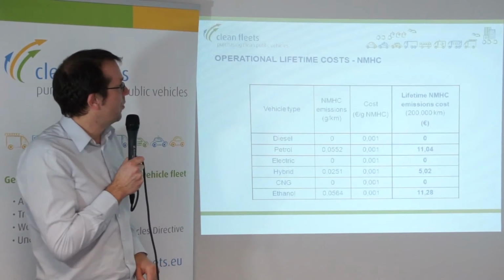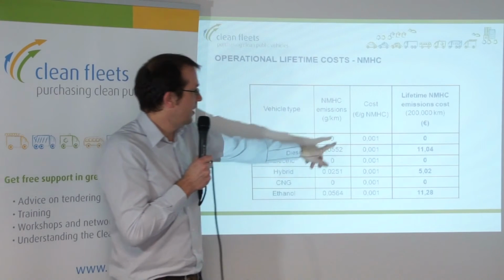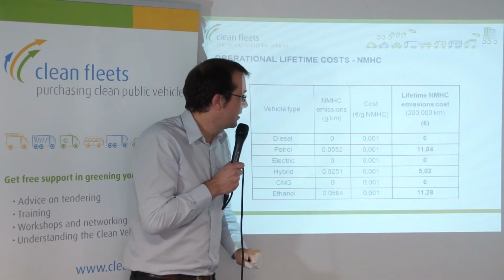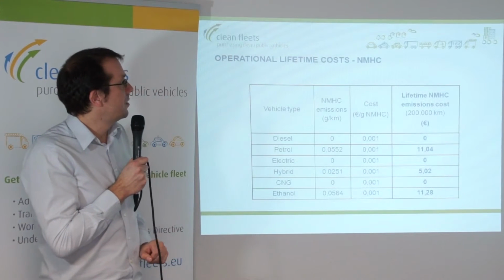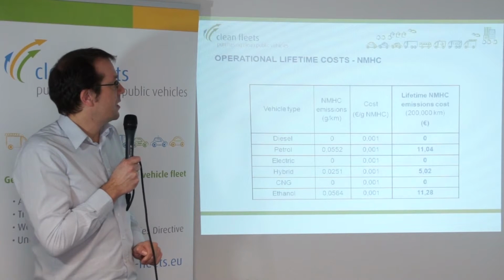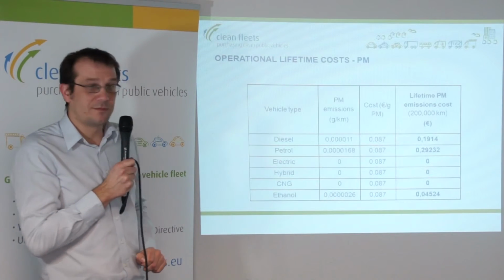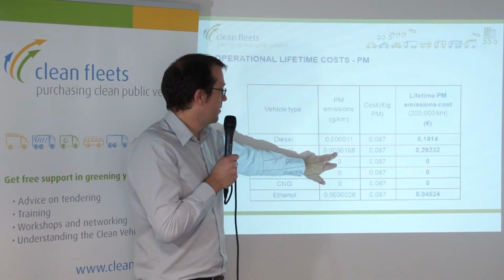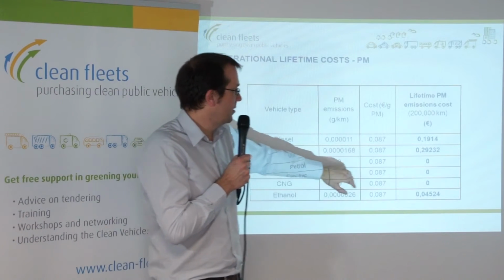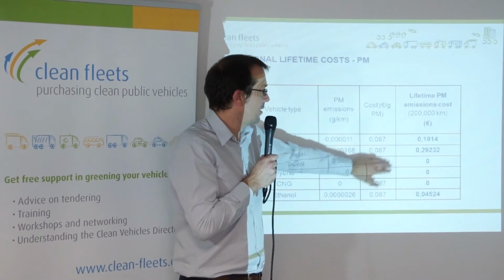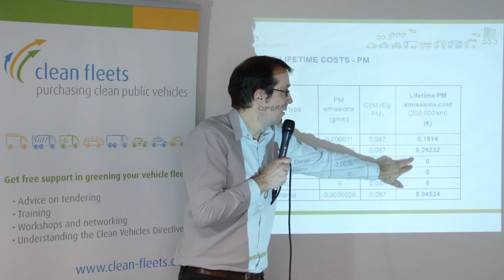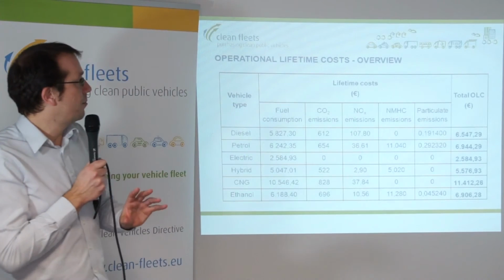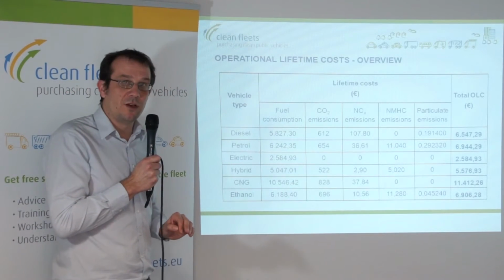Exactly the same principle for non-methane hydrocarbons. Here you can see there's a very, very low cost in terms of the total per gram in terms of euros. And the final one looks at particulates. Again, same principle. Fuel type, figures provided by your manufacturer, the cost per gram of particulates, total distance travelled, giving the lifetime emissions cost. Okay, so that's all the different components of the methodology.